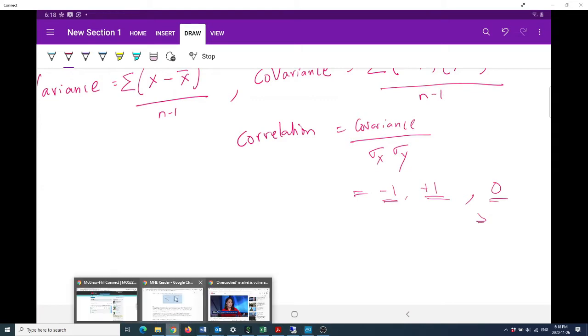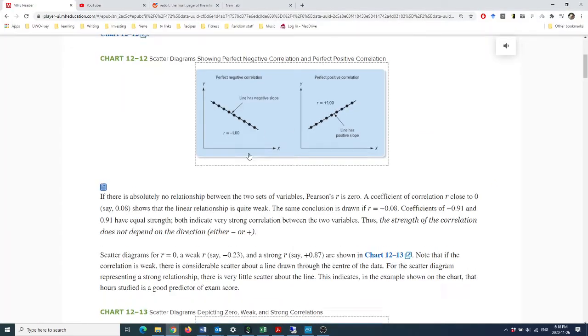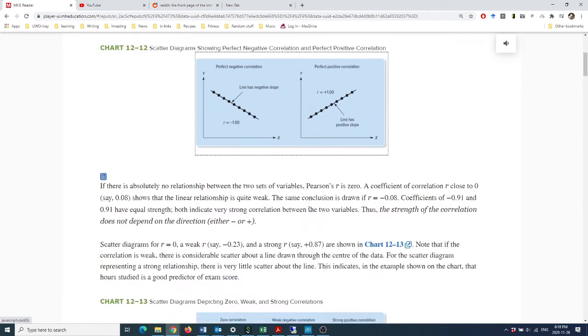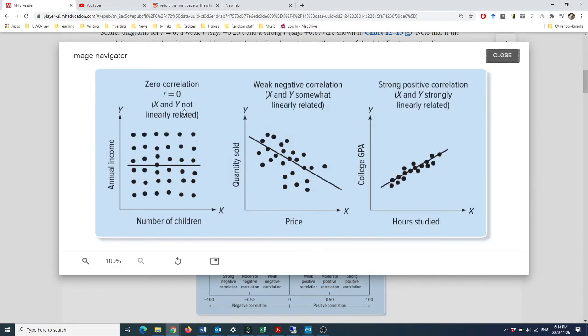Let's look at certain figures from your textbook. This is an example of perfect negative correlation and perfect positive correlation between two variables. Then you could look at more figures over here. If there's 0 correlation between two variables, like annual income and the number of children, then the correlation coefficient is 0. And here is somewhat of a weak negative correlation. This is typical with price: as the price of a good goes up, the quantity demanded by consumers goes down, so price and quantity sold have some sort of negative relationship.